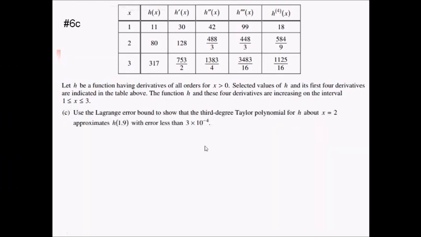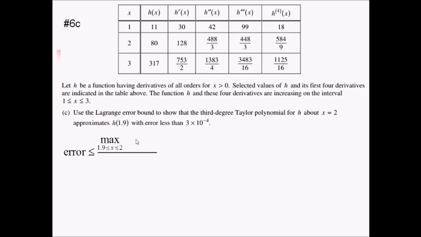For this last part of the problem, they want us to use Lagrange Error Bound to show a third-degree Taylor polynomial about h at x equals 2 approximates h of 1.9 with error less than 3 times 10 to the negative 4. All right, so they said use Lagrange. Let's use Lagrange. We're going to say error is less than or equal to the following here. And now we need an interval that we're maximizing our derivative over. So we're centered at 2. We're plugging in 1.9, so we're going to find the max derivative across 1.9 to 2 for the x values.